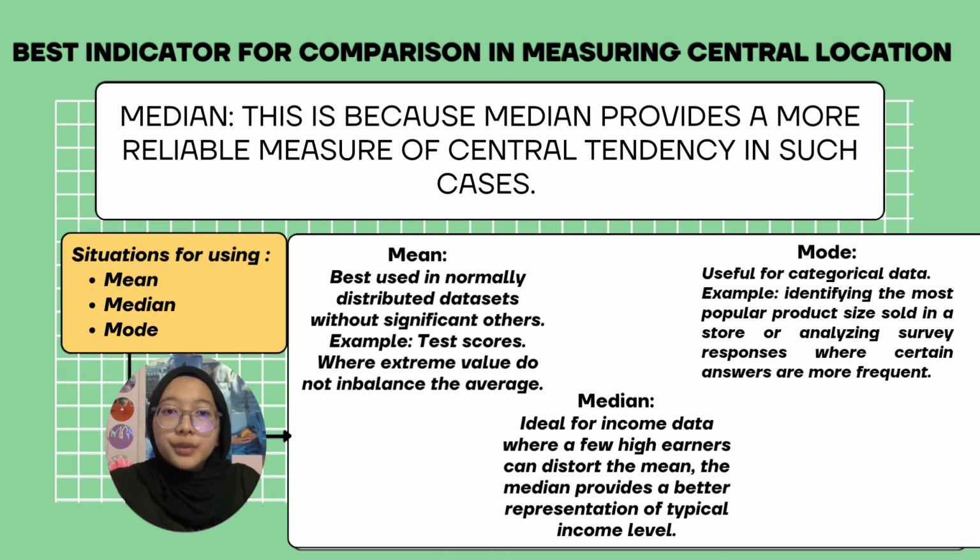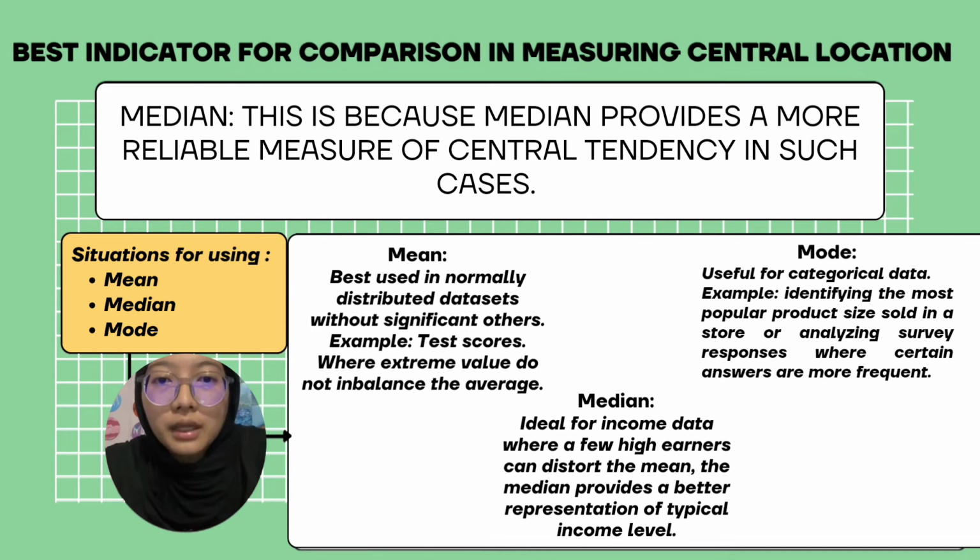The best situations for using mean, median, and mode are as follows. Mean is best used in normally distributed datasets without significant outliers, for example test scores. Median is best used for income data where a few high earners can distort the mean. The median provides a better representation of typical income level. Mode is more suitable for categorical data, for example identifying the most popular product size sold in a store and analyzing survey responses where certain answers are more frequent. That's all from me. Continue to part 3.